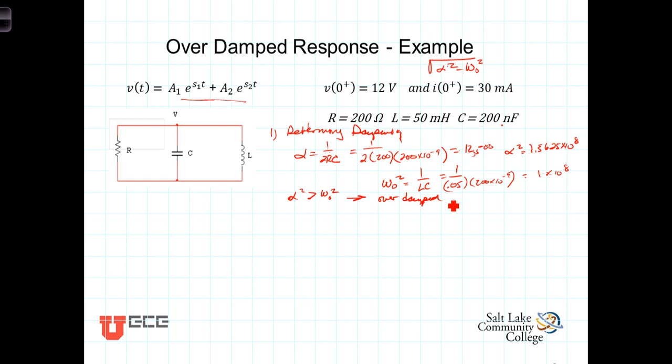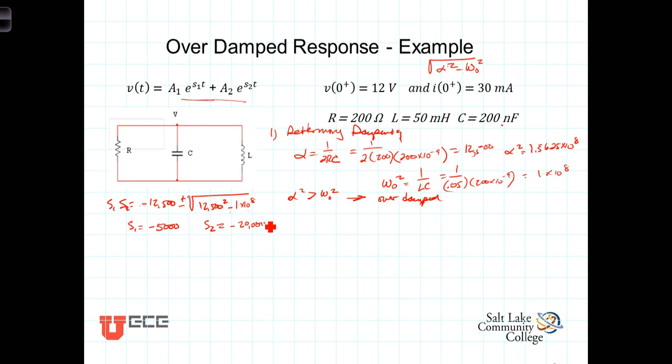Now, what are the values of S1 and S2? S1 is equal to negative alpha, which is negative 12,500. Let's do S1 and S2: negative 12,500 plus or minus the square root of 12,500 squared, which we know is 1.5625 times 10 to the 8th, minus omega naught squared, which we know to be 1 times 10 to the 8th. When you evaluate that, you get S1 is equal to negative 12,500 plus the square root of that, which gives us S1 equaling negative 5,000, and S2 then equals negative 12,500 minus the square root of that quantity, which turns out to be a negative 20,000. So we've determined the damping.